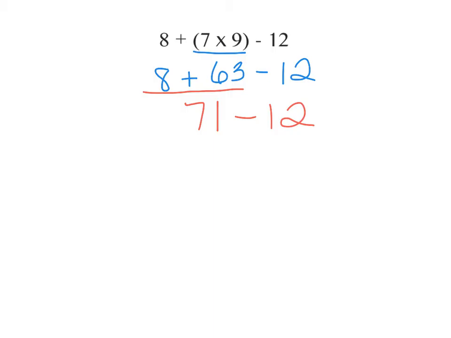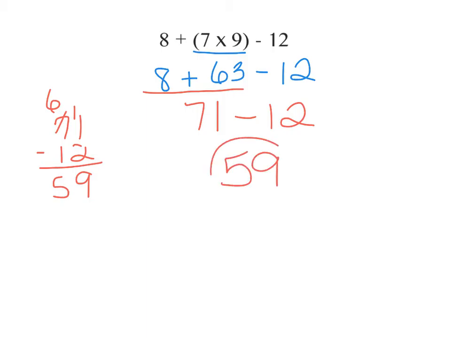If you cannot figure that out horizontally, feel free to write it on the side vertically and solve that part of your problem if you need to see the regrouping, just like I'm doing here on the side. And I say for you to do this so that you don't make a subtraction error when you're doing your order of operations correctly. So 71 minus 12 is 59. And that would be the answer to this problem.